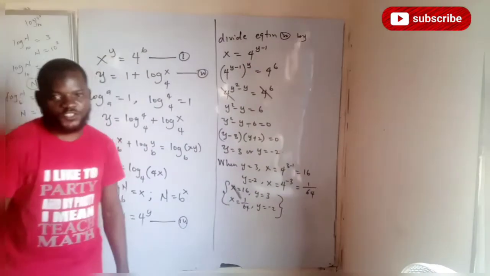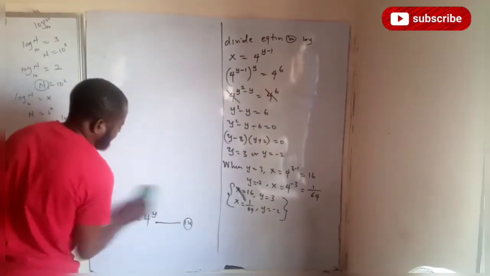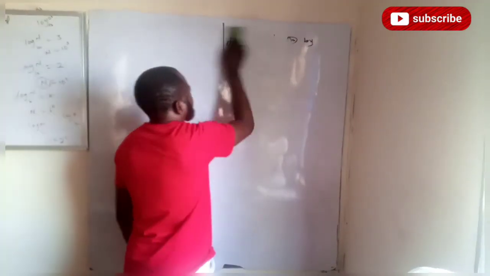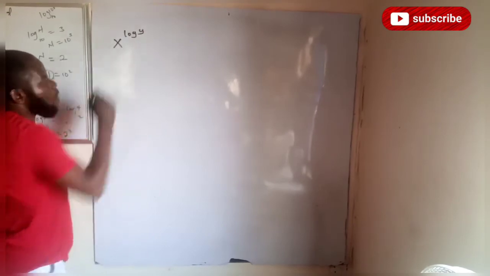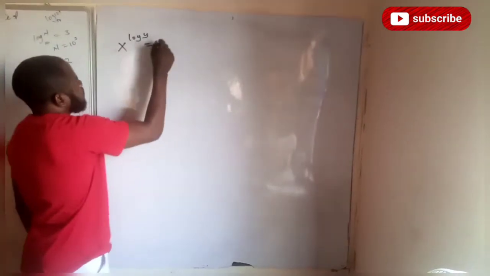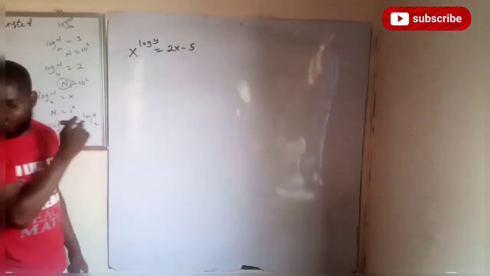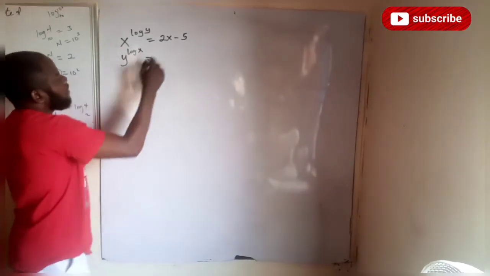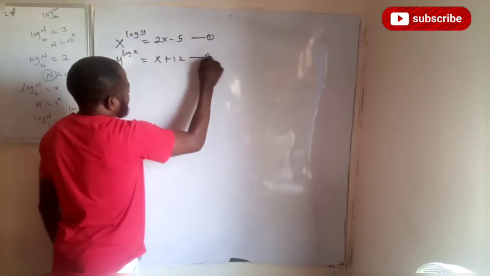Okay, let's see question 2 now. Question number 2 states that x to the power of log y equal 2x minus 5, and equation 2 states y to the power of log x equal x plus 12. This is equation 1 and this is equation 2.